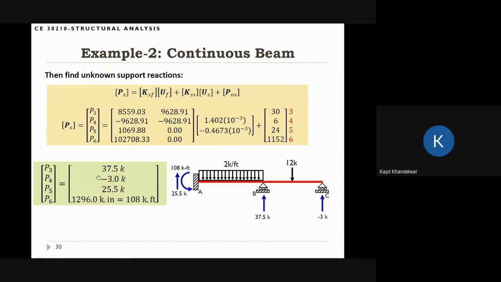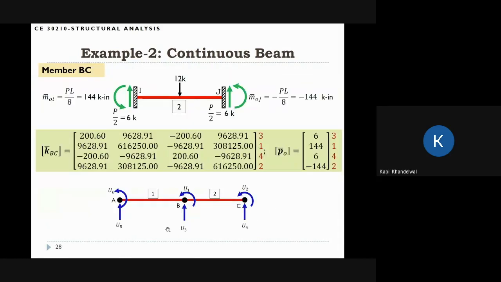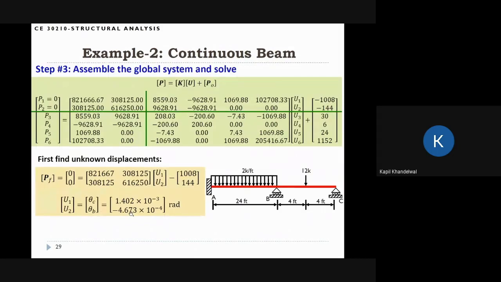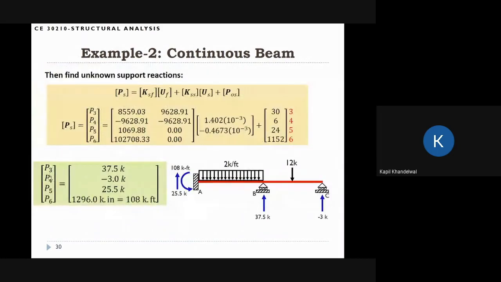The first 3 are the forces, because if you go back, you can see that P3, P4, and P5 are the vertical forces. P3 is this, P4 is this, and P5 is the vertical force here, and P6 is the rotation, the moment here.